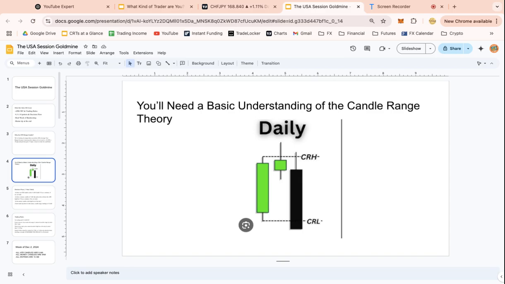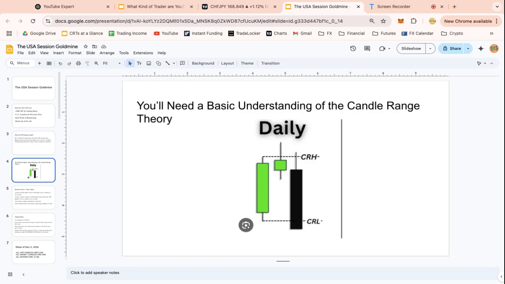Really more so pullbacks. So to understand this method, you do need a basic understanding of the candle range theory along with average true range. There are videos for those in the links of the description if you want more in-depth analysis of those. But for now, basic understanding is all you really need.